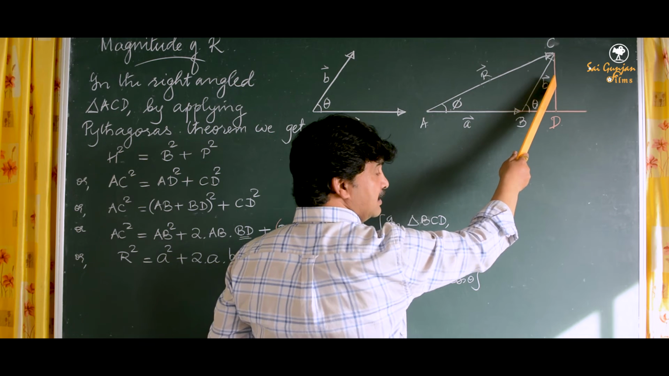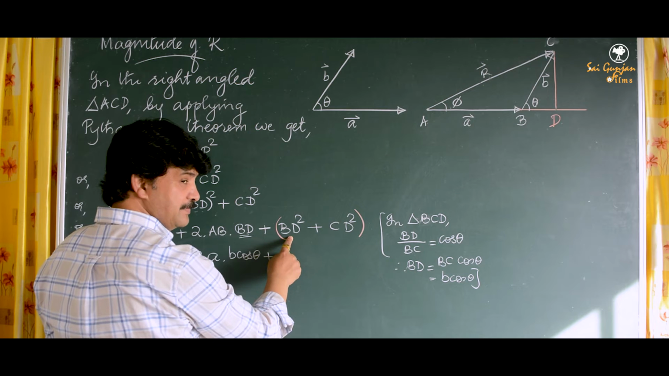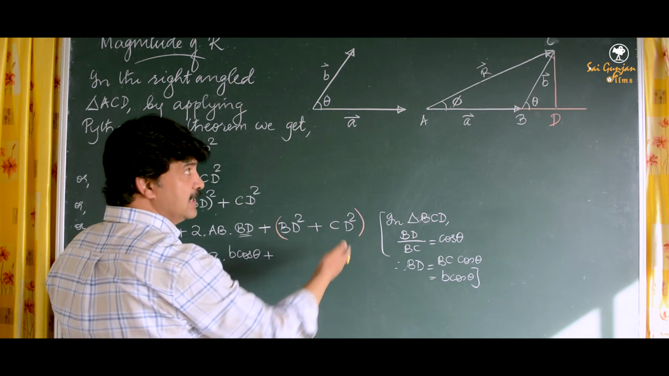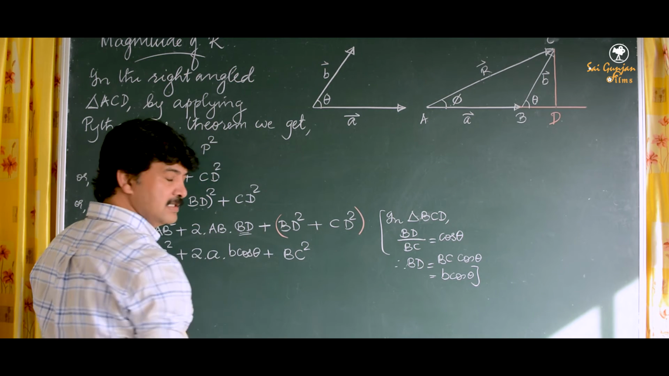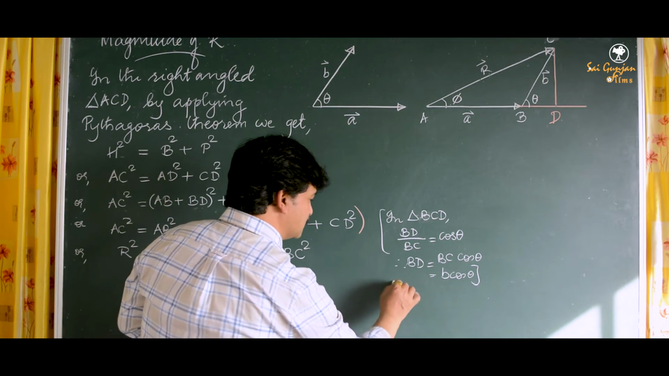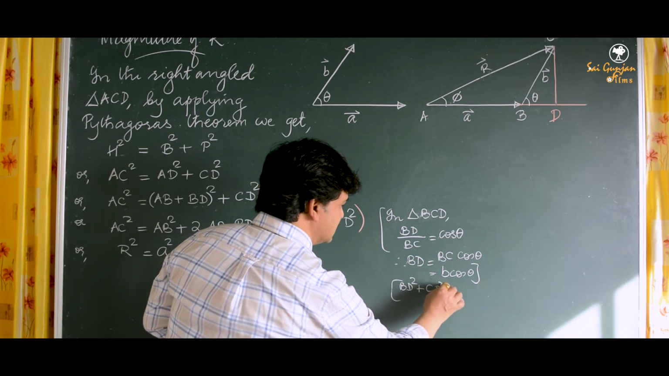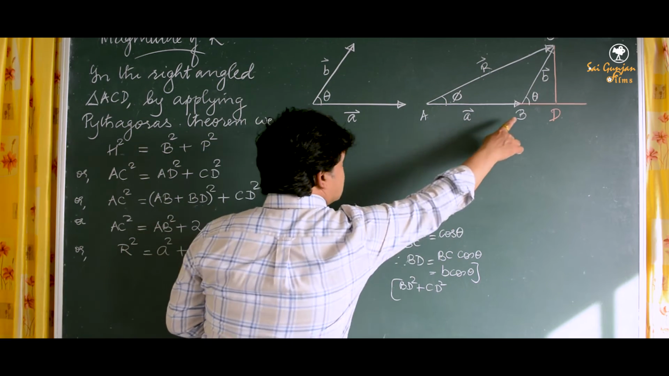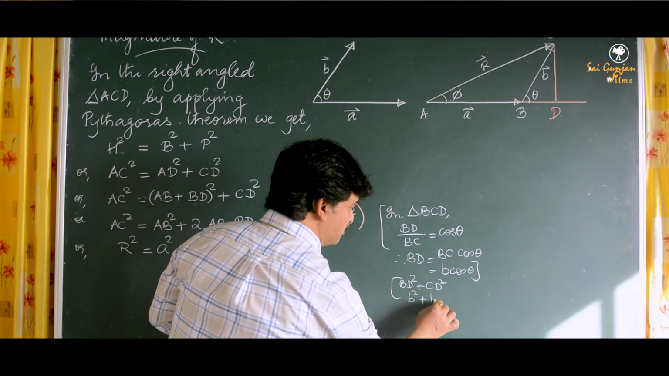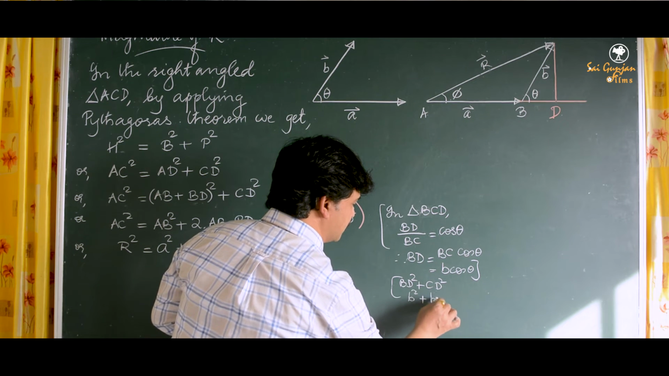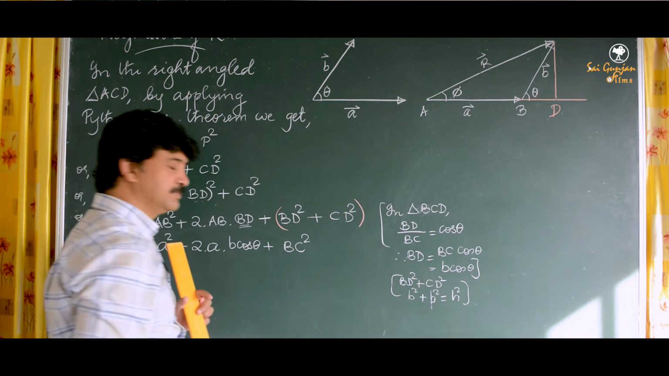And what is CD? CD is the perpendicular. That's why, what is perpendicular square plus base square? It's hypotenuse square, isn't it? And which is the hypotenuse? It is BC. Okay? So perpendicular square plus base square is hypotenuse square. Alright.